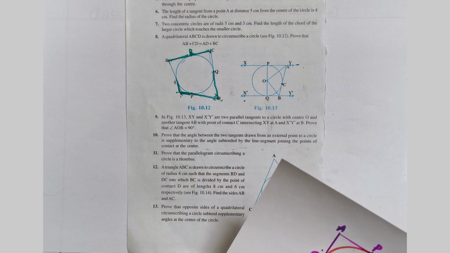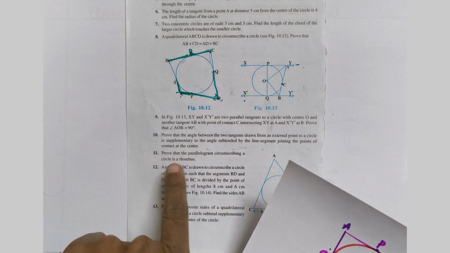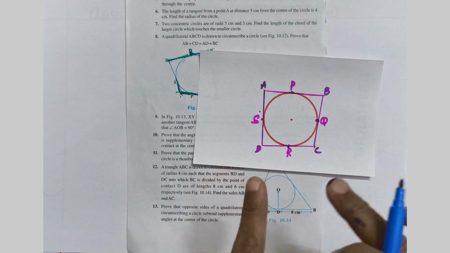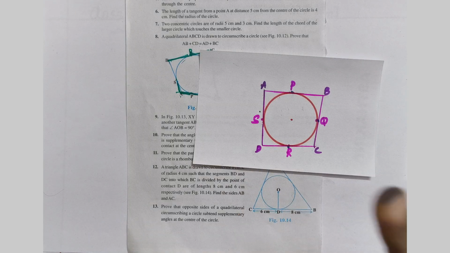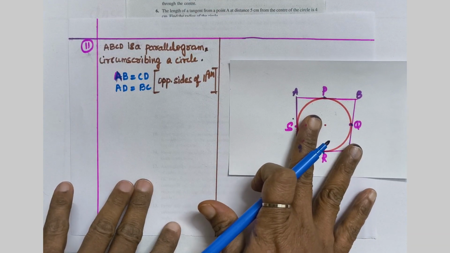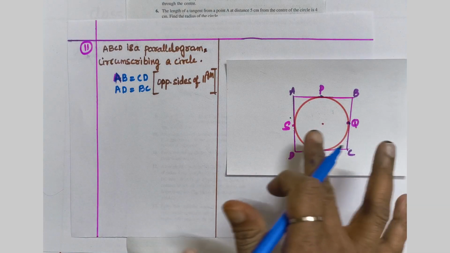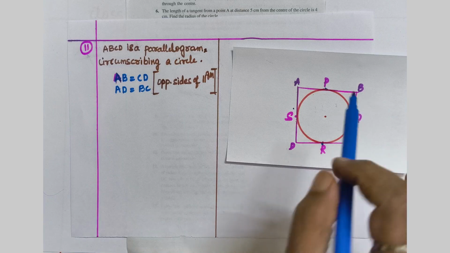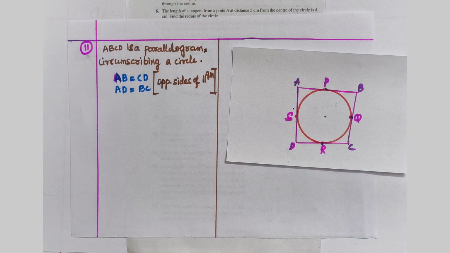Prove that a parallelogram circumscribing a circle is a rhombus. ABCD is a parallelogram, we will take, and we will prove it is a rhombus. Parallelogram means opposite sides equal. Rhombus means all sides are equal. Opposite sides equal we take, and we will prove all sides are equal. Parallelogram to rhombus we will prove. This is a diagram. Carefully listen. We will see the diagram and we will do the sum. ABCD is a parallelogram circumscribing a circle. You write it. What is given in the question? ABCD is a parallelogram circumscribing a circle. Parallelogram means what?